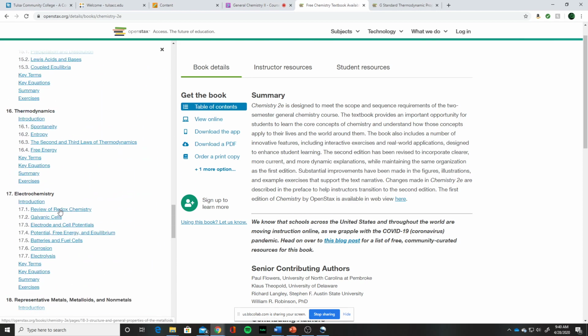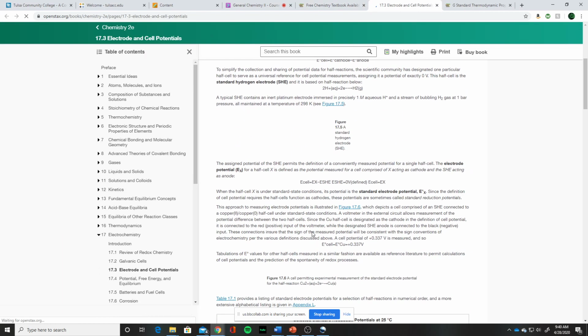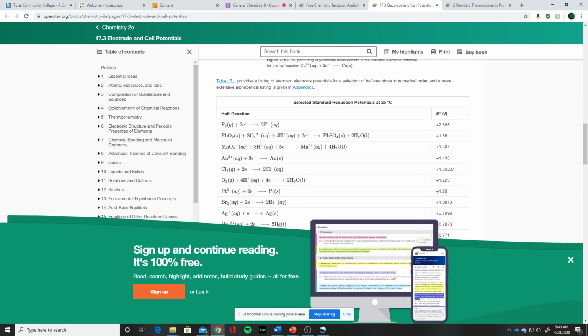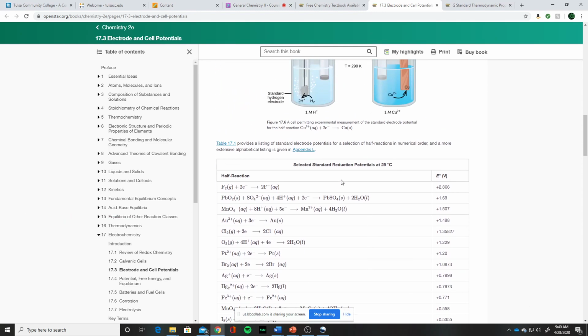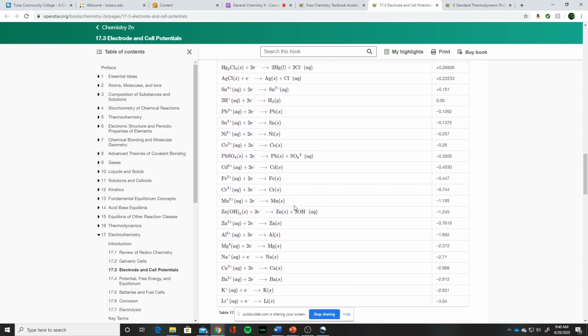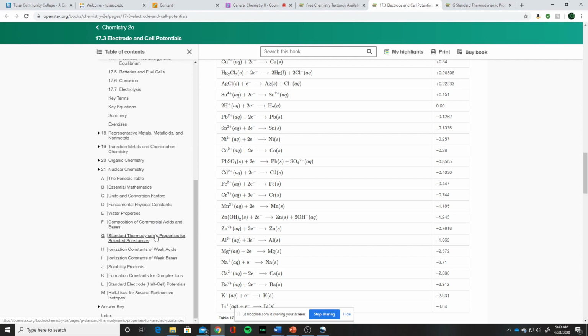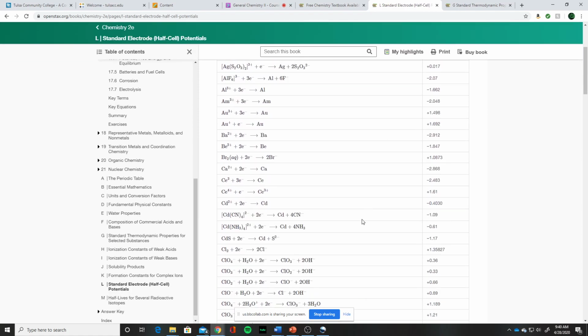That particular image is from a different book. So this is what it looks like in your book. This is the select standard reduction potentials at 25 degrees C. And so they have a whole bunch of different ones. Not quite as many as are on that table, but I think there's actually more in the appendix at the back as well. Yeah, so Appendix L actually has a lot more.